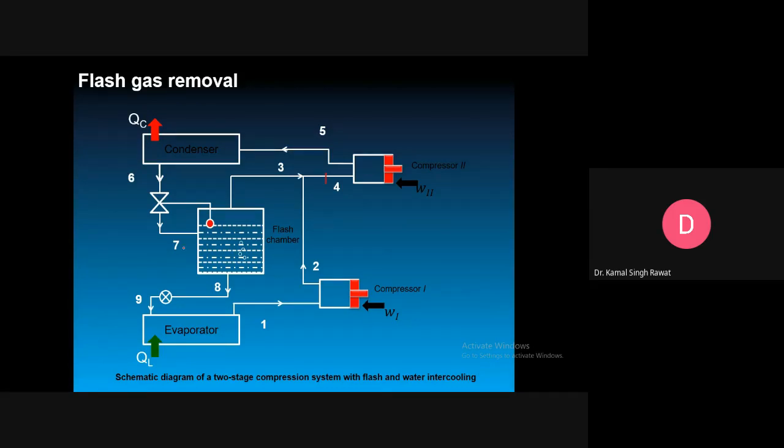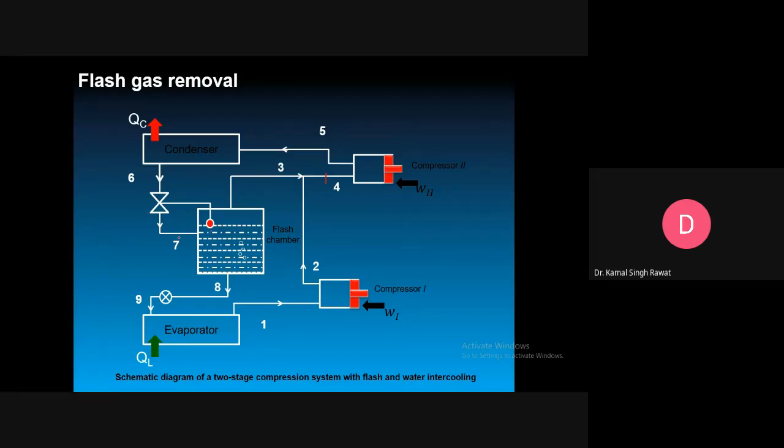So our process starts. I am explaining from this point, point 6. So at the outlet of the condenser, we have saturated liquid. This saturated liquid enters into the flash chamber through the expansion valve. So the pressure of this liquid, which is equal to PC, is reduced to PI, the intermediate pressure or pressure in the flash chamber, in an isenthalpic expansion process.